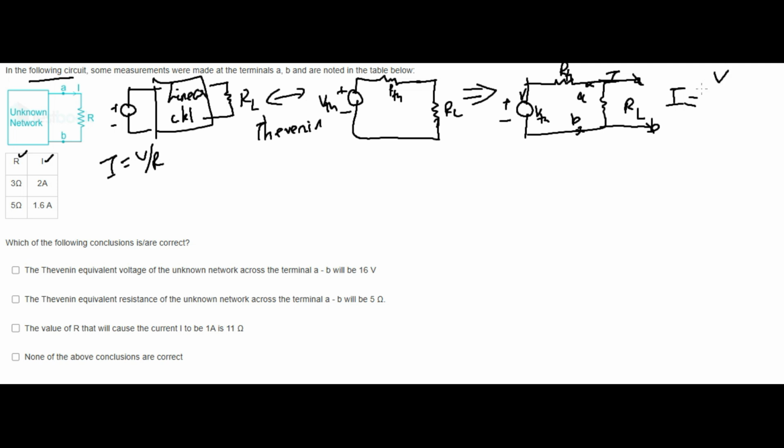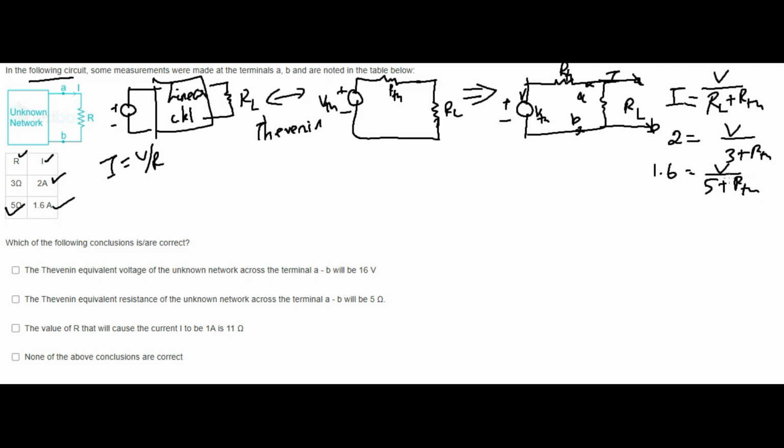So this normal voltage I can write here. Two resistors are available, right? RL plus R Thevenin, the two things are available. So from this table, listen to me, if I is 2, then V divided by the load, which is 3, so 2 equals V divided by 3 plus R Thevenin. The next one, if I is 1.6, then 1.6 equals V divided by R, which is 5 ohm, so V divided by 5 plus R Thevenin. That's all.